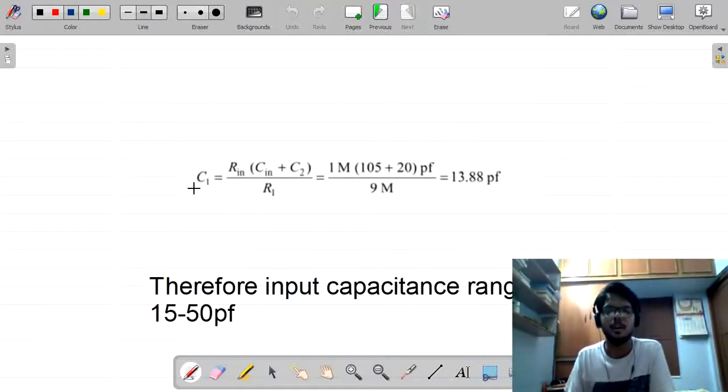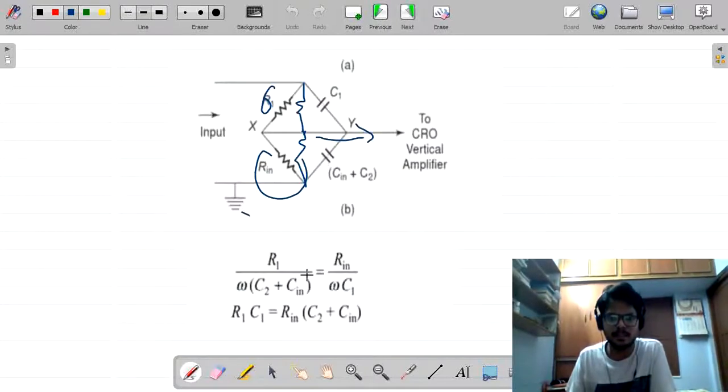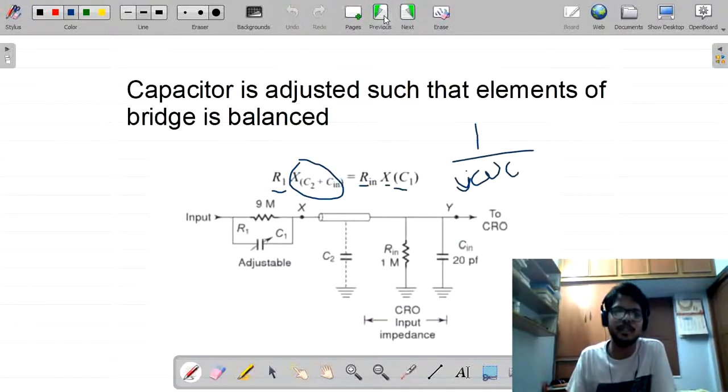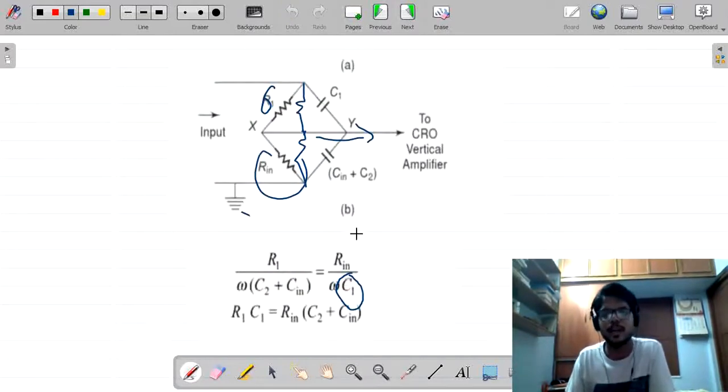Now from this we need to calculate the C1 value. Why C1? Because C1 is the variable capacitor. From there we can vary the capacitance. Now calculate the formula of C1. C1 equal to Rin into C2 plus Cin, with R1 in the denominator.